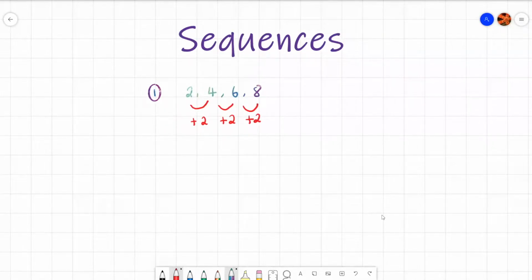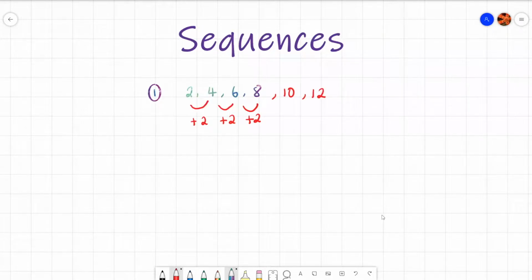So in an arithmetic sequence, you add or subtract to get to the next term. That's what an arithmetic sequence is. If you are multiplying or dividing, then that's not an arithmetic sequence, that would be a geometric sequence. So we know we are adding 2 each time, so the next number would be 10 because 8 add 2 is 10, and the next number would be 12.